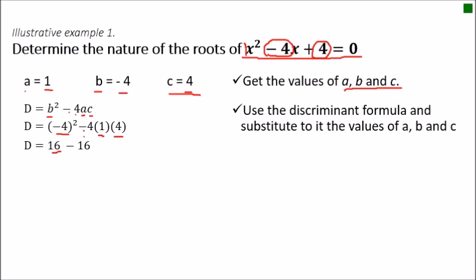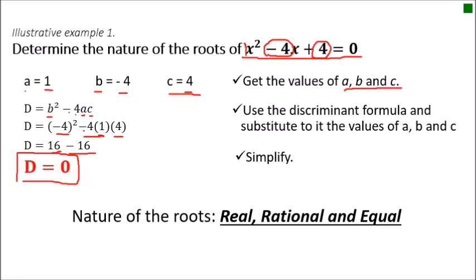And then negative 4 times 1 ay negative 4 times positive 4 ay negative 16. Kaya 16 minus 16 yan. Simplify natin. D is equal to 0. Okay. So, ang discriminant natin ay 0. Discriminant pa lang yan. So, ang nature ng roots ay real, rational, and equal. Okay? So, itong real, rational, and equal, doon nyo lang yan kukunin doon sa una nating slide. Yung 4 na nature of roots natin. Real, rational, and equal. Since ang discriminant mo ay 0.